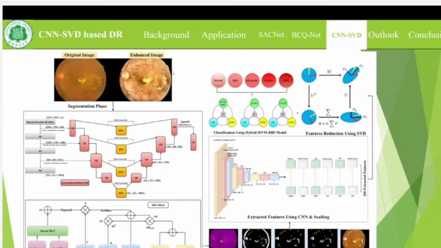And the next work here is again about diabetic retinopathy. This one is based on CNN-SVD. SVD means singular value decomposition, used here for feature reduction. The first step is the original image, then pre-processing, and then the segmentation procedure. Further, we use SVD for the decomposition to choose the best optimal features, and then finally classify using different models: improved SVM, RBF, polynomial, and linear.